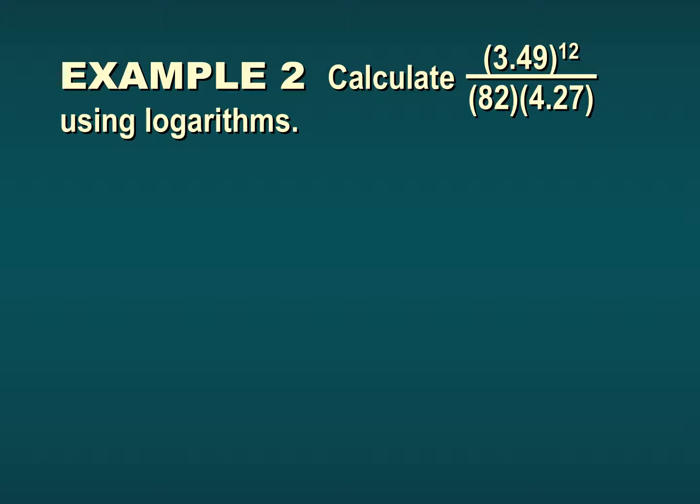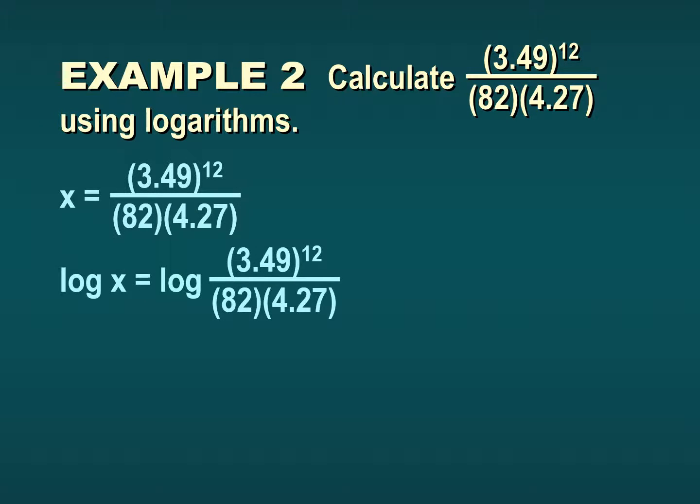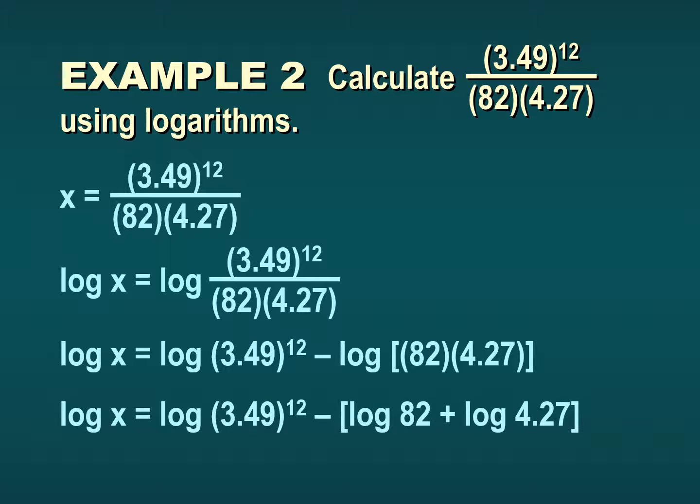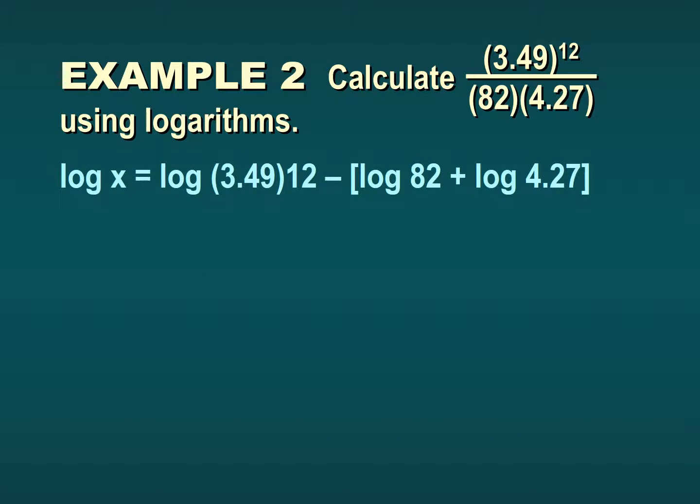Alright, so let's use that and calculate this. In order to calculate this using logs, we'll first take the log of both sides, and then we'll use our quotient rule, and then we'll use our multiplication rule, and then we'll use our power rule. So that's where the 12 came to the front.